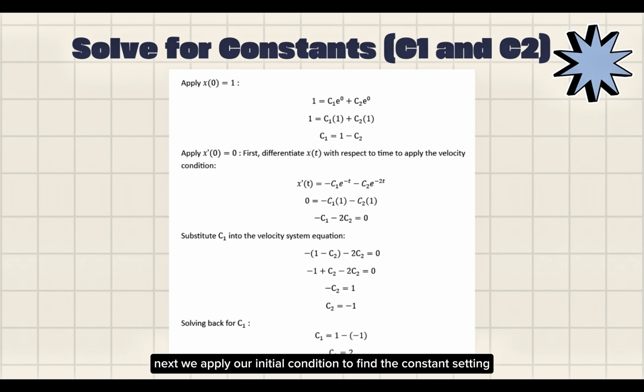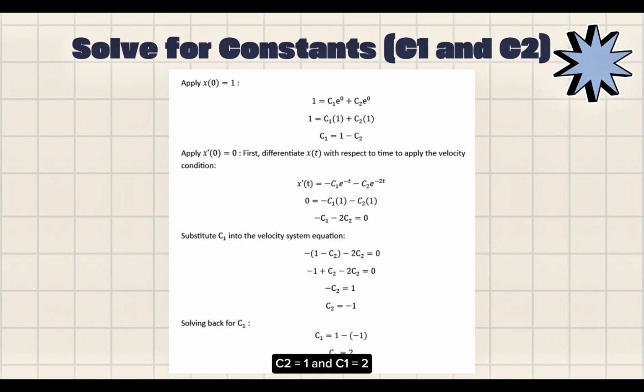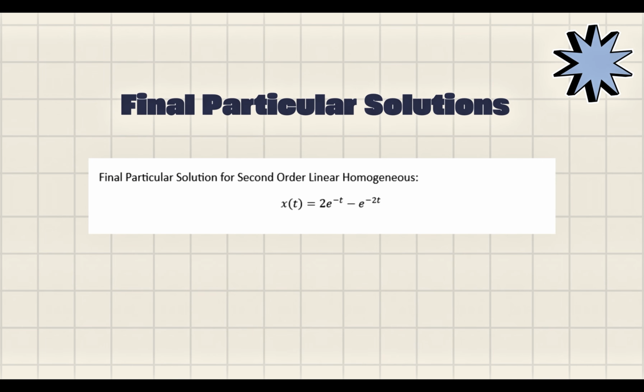Next, we apply our initial conditions to find the constants. Setting our initial position x(0) equal to 1 gives us c1 equals 1 minus c2. We then differentiate the position function to find velocity and apply our initial rest condition where x prime 0 equals 0. Substituting these conditions together yields c2 equals 1 and c1 equals 2.